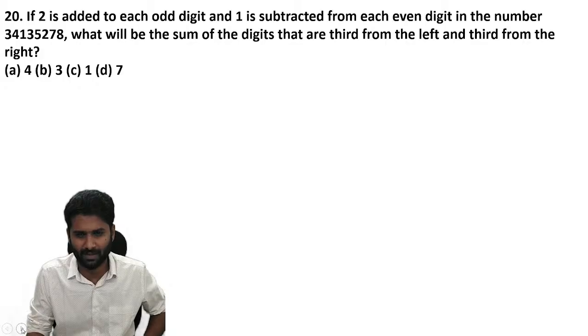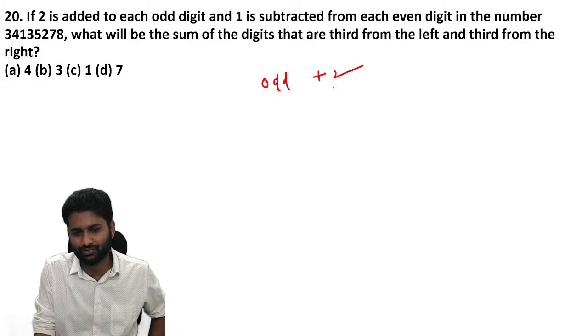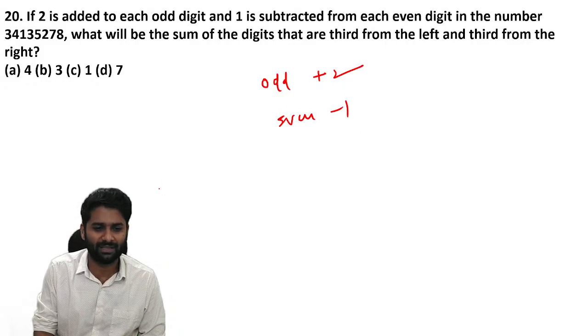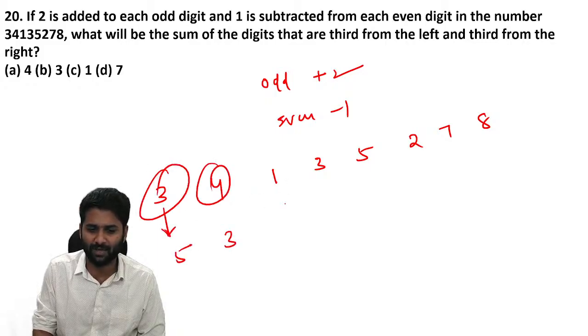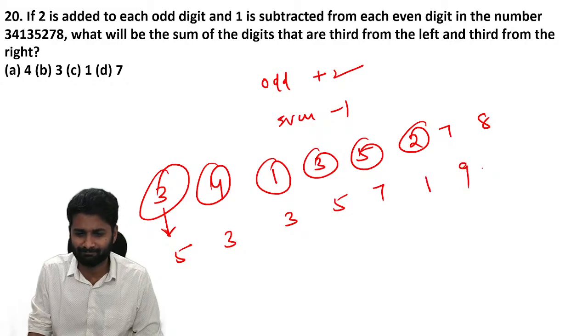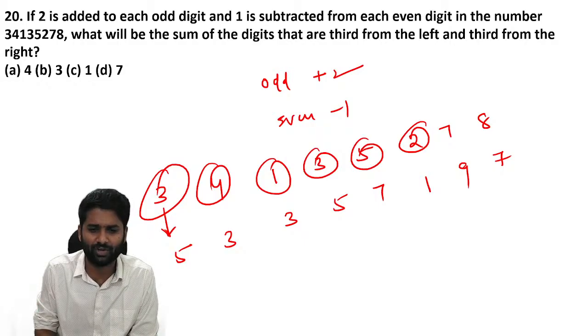Next. Now see, 2 is added to each odd number. If you see an odd number, add 2. 1 is subtracted from an even number. If you see an even number, minus 1. Then the numbers 3, 4, 1, 3, 5, 2, 7, 8. So 3 should be replaced by 5, 4 by 3, 1 by 3, and 3 by 5, 5 by 7, 2 by 1, 7 by 9, 8 minus 1 is 7. We change all the digits according to the condition.